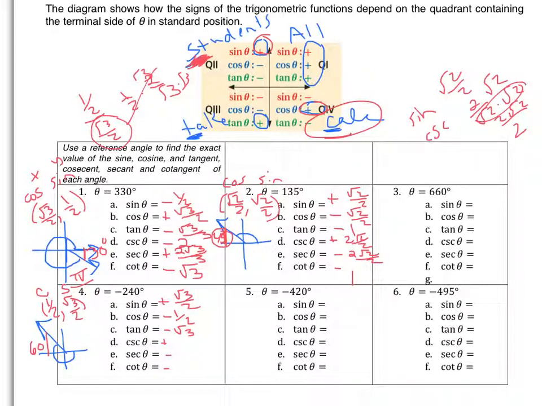Cosecant, I flip over root 3 over 2, and I end up with 2 root 3 over 3. And then I flip over 1/2 and I get 2. And then I flip over root 3 and I get 1 over root 3, which is really root 3 over 3 if I rationalize the denominator. Go ahead and pause the video and try number 5.